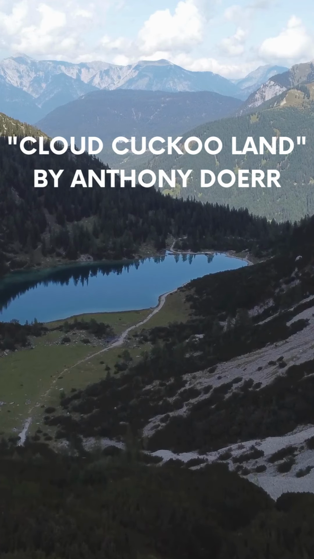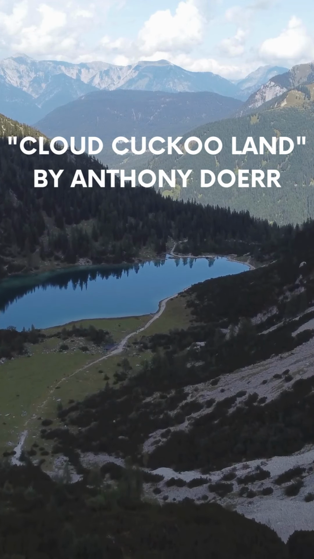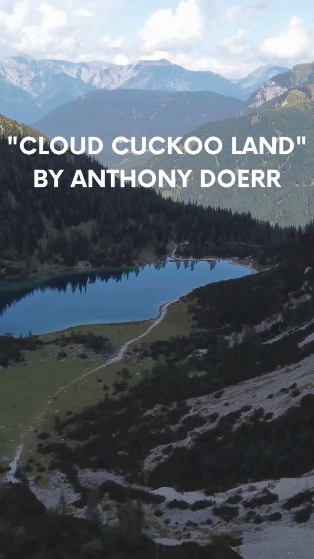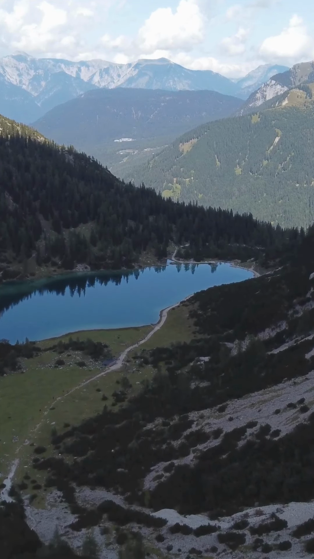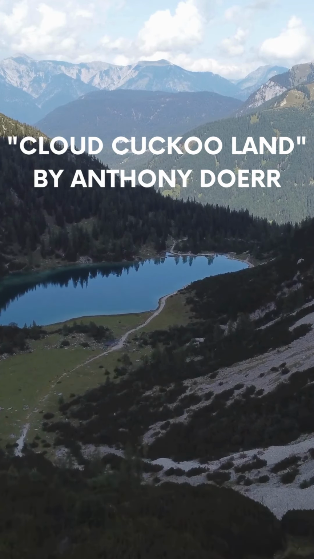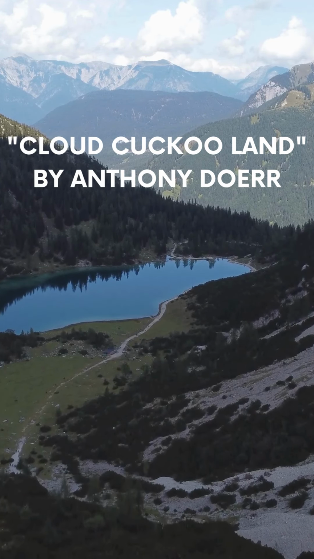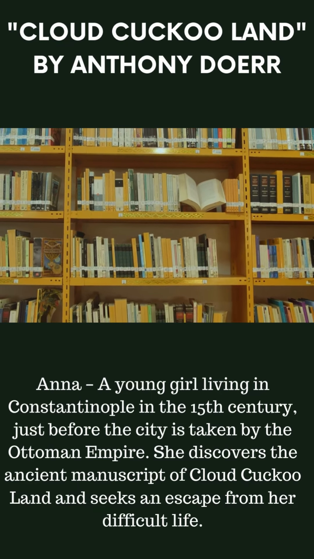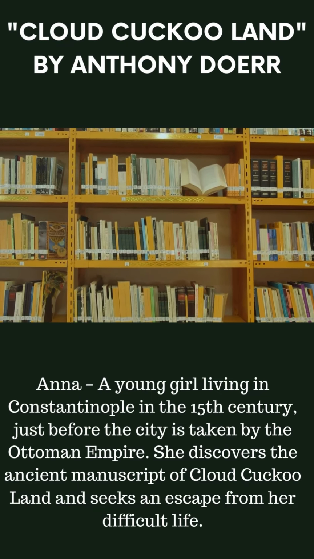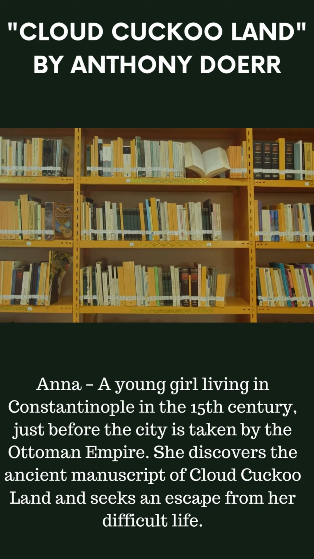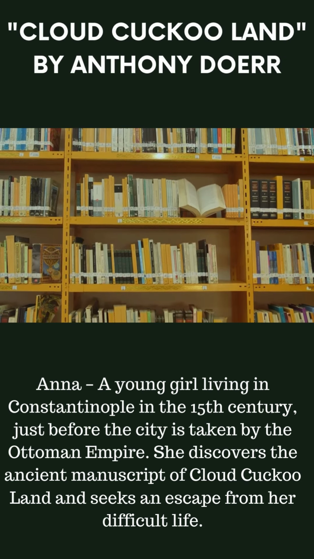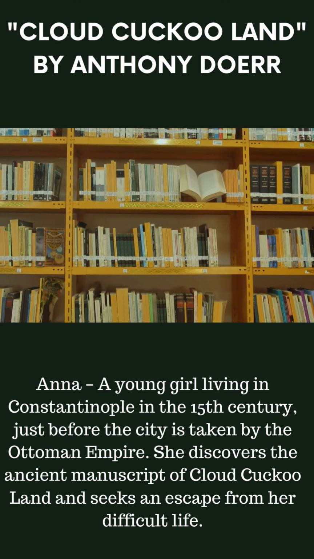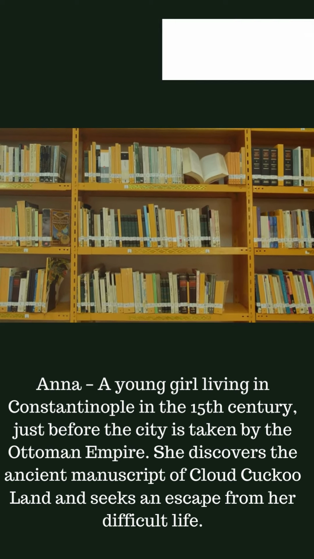For the beginning, here are the important people in Cloud Cuckoo Land. The main actors in Cloud Cuckoo Land by Anthony Doerr are individuals from different time periods and locations, all of whom are connected by the ancient manuscript Cloud Cuckoo Land. Anna, a young girl living in Constantinople in the 15th century, just before the city is taken by the Ottoman Empire, discovers the ancient manuscript of Cloud Cuckoo Land and seeks an escape from her difficult life.